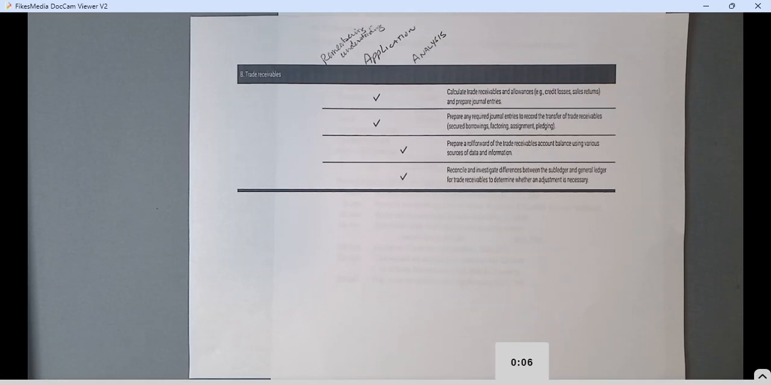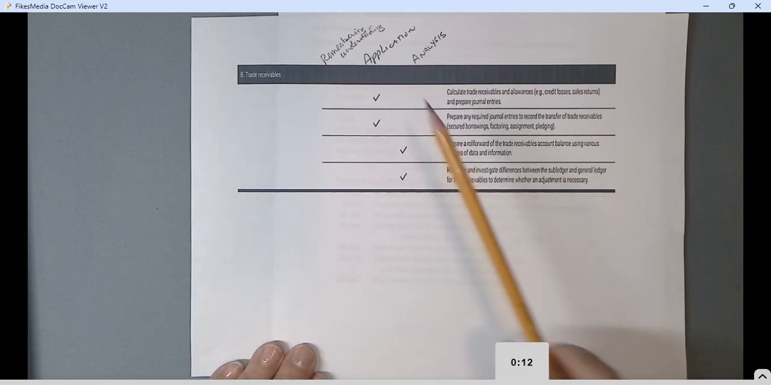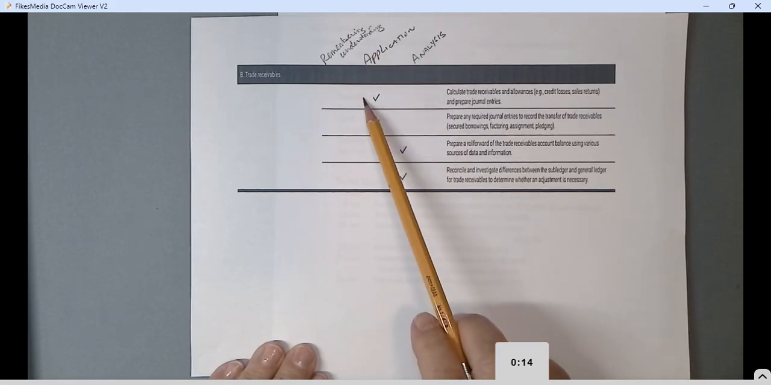Hello, this is Professor Campbell with Accounts Receivable Roll Forward, a demonstration of technique. So let's take a look at our blueprint again.